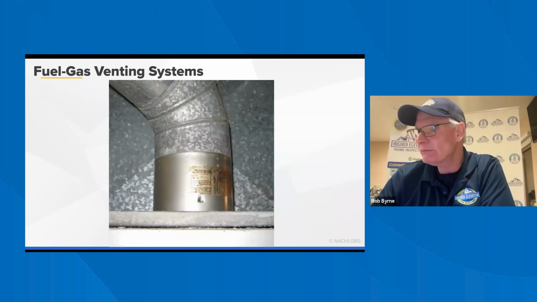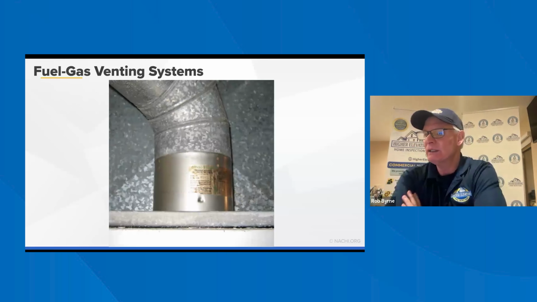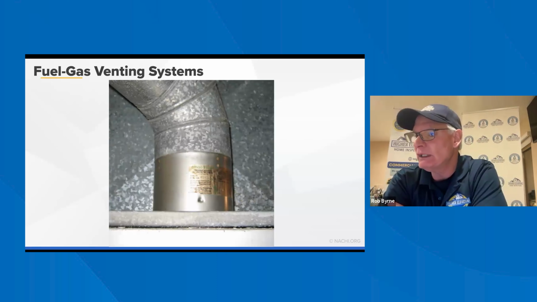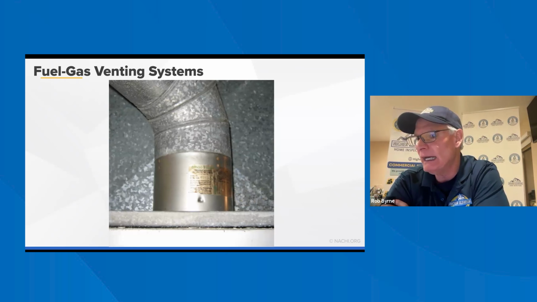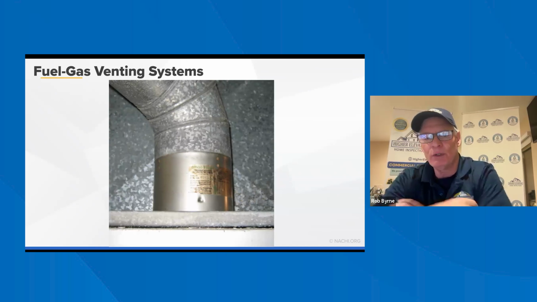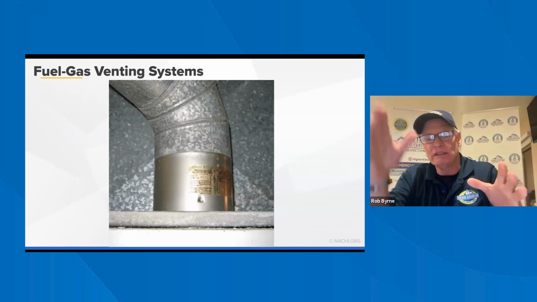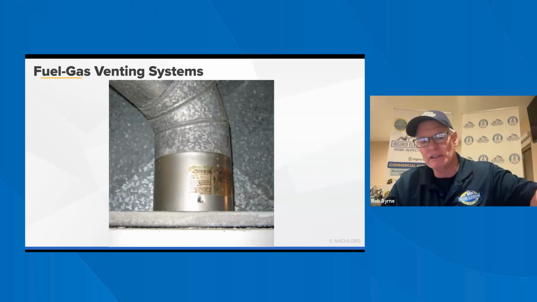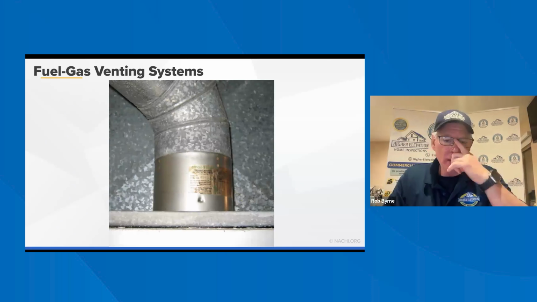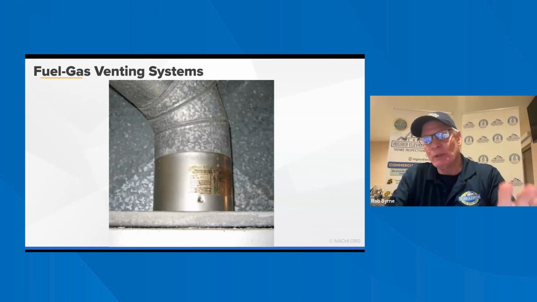Fuel gas venting systems. Connectors should be used to connect an appliance and equipment to the vertical chimney or vent, except where the chimney or vent is attached directly to the appliance. The vent connector should be as short as practical, and the appliance should be located as close as practical to the chimney or vent. So you want to get everything close to where it's going to vent out. You don't want to have excess runs, or sometimes it happens, but the best situation is right there.